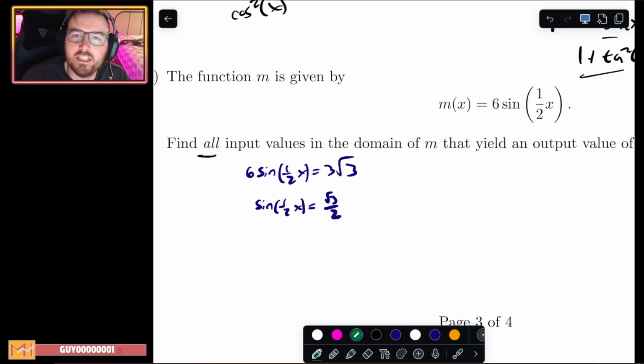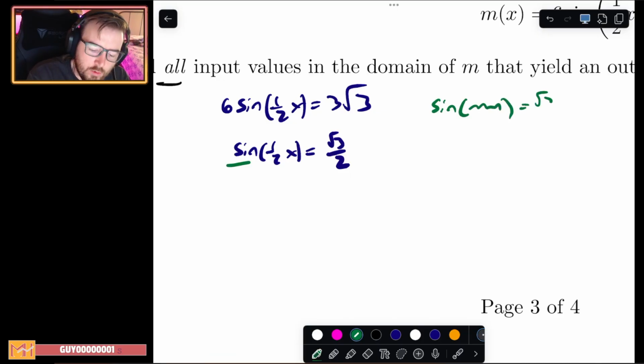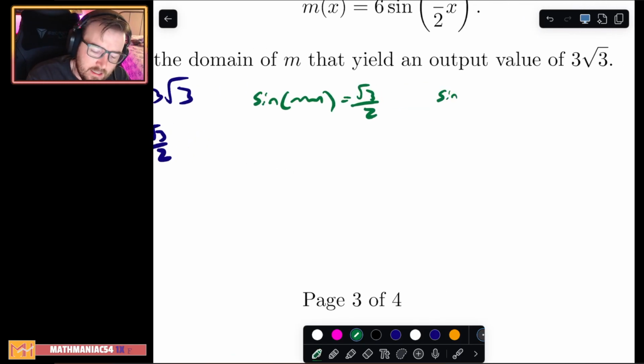Here we are in that classic moment, right? Again, this is the moment that so many of us are perturbed by. The sine of yada yada needs to equal root 3 over 2. Well, when does sine typically equal root 3 over 2? For the angles pi over 3 and 2 pi over 3.